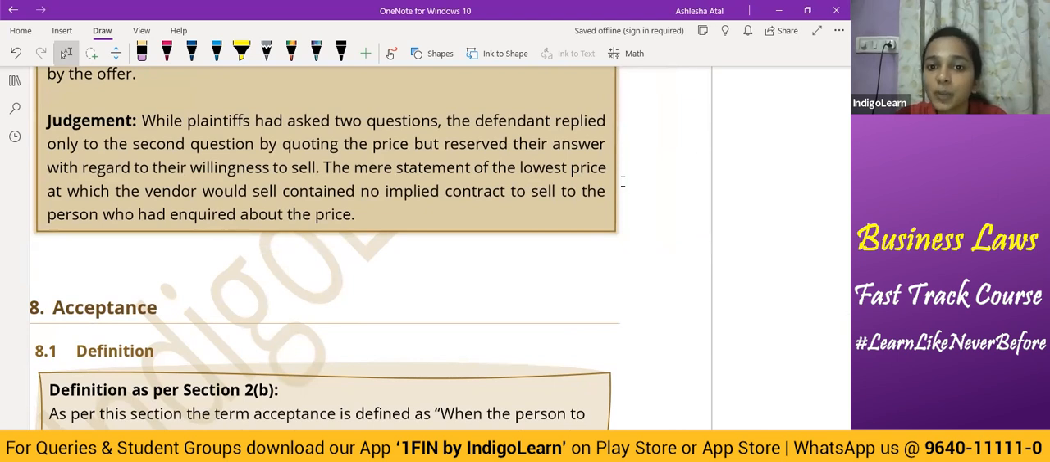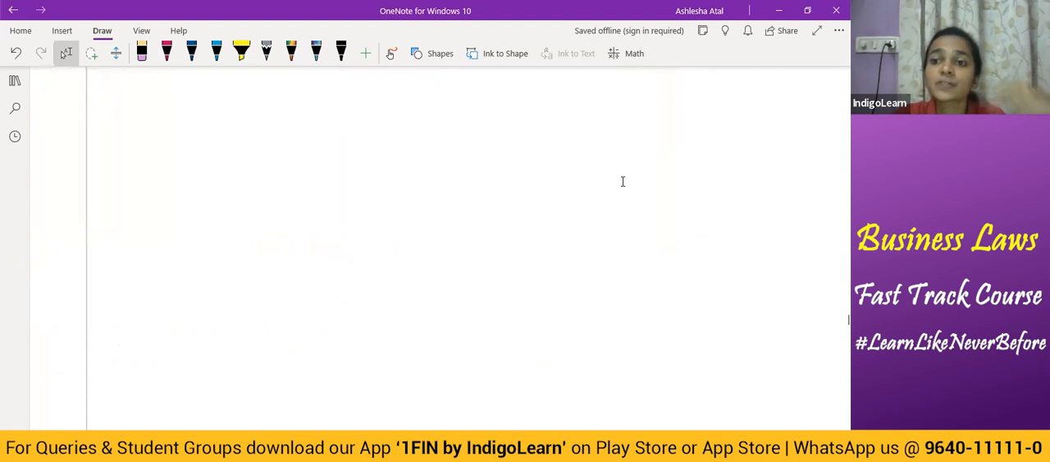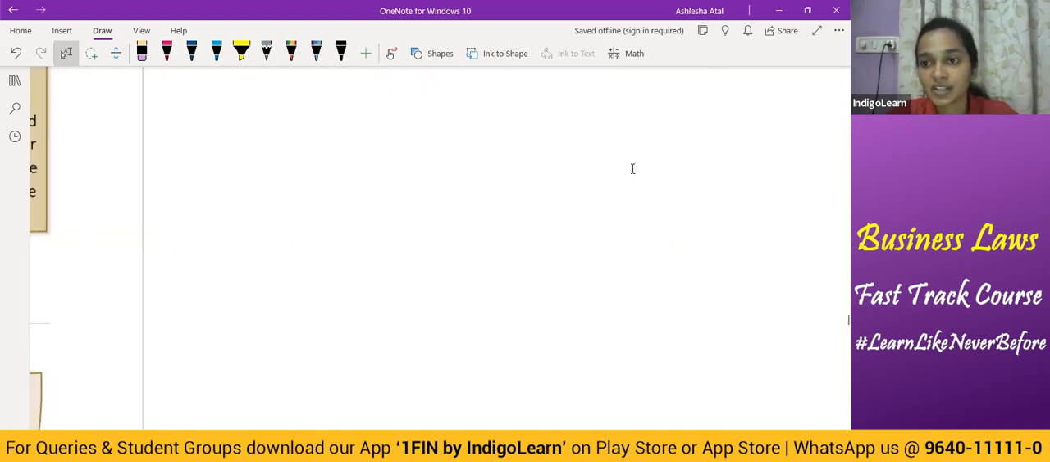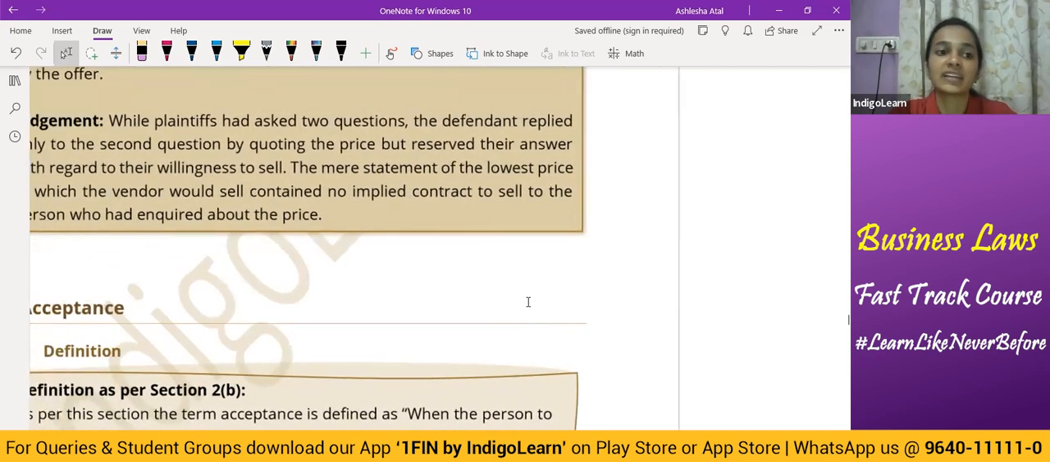So mere statement of the price will not bring an implied contract into existence. You inquired about the price, they have stated the price. Now say you go to a shop and you like something, you ask for the price. Now does that mean that you have purchased that thing? No, ma'am. Does not mean that. So a similar thing has happened here. Two questions were asked, one question was replied to, and the company reserved the right to answer the first question. So no implied contract had come into existence.